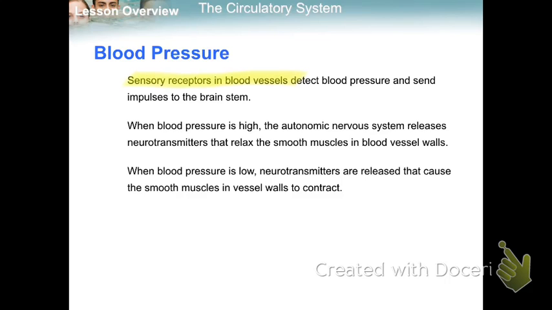Sensory receptors in the blood vessels detect blood pressure and send impulses to the brainstem. This is one example of homeostasis. When blood pressure is high, the nervous system releases chemicals that relax the smooth muscle in the blood vessel walls. When blood pressure is low, there are other chemicals that are released that cause the muscles in the vessel walls to contract.